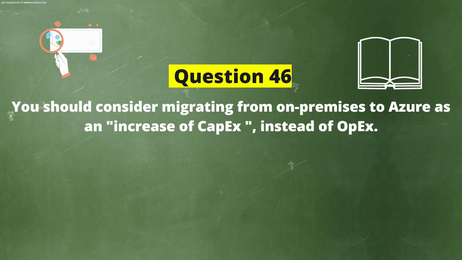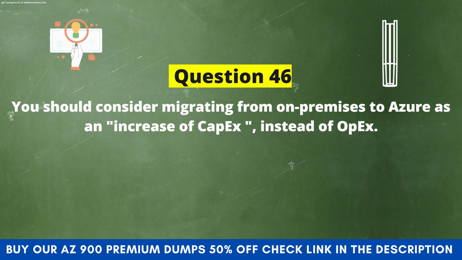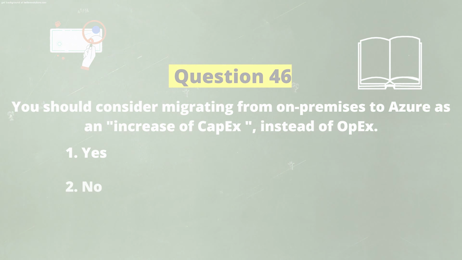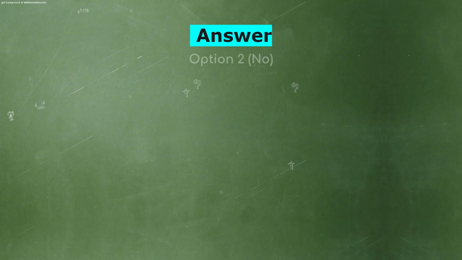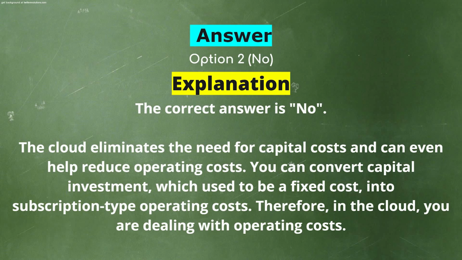Next question. You should consider migrating from on-premises to Azure as an increase of CapEx instead of OpEx. Is it yes or no? And the correct answer is no. Explanation. The correct answer is no. The cloud eliminates the need for capital cost and can even help reduce operating cost. You can convert capital investment, which used to be a fixed cost, into subscription type operating cost. Therefore, in the cloud, you are dealing with operating cost.